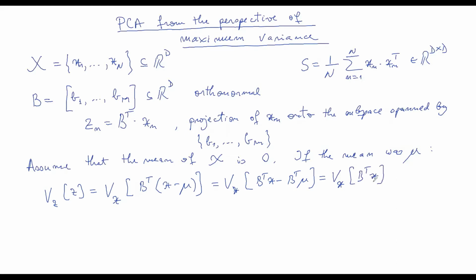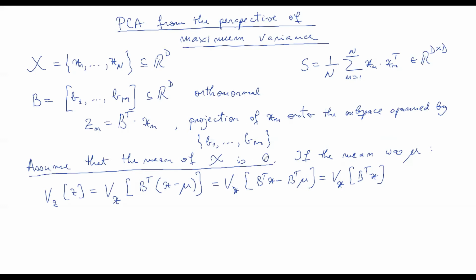So in other words, if the variance is the thing that is really driving our reasoning, then working with B transpose X or working with B transpose times X minus mu doesn't make any difference. And just to make our notation and formalization of the problem easier, we are going to assume that we already have mean 0. If we didn't, we would have to work with X minus mu instead of X, and it really doesn't make any difference from the point of view of variance. So that's why this assumption that the mean is already 0 is fine for our mathematical discussion.